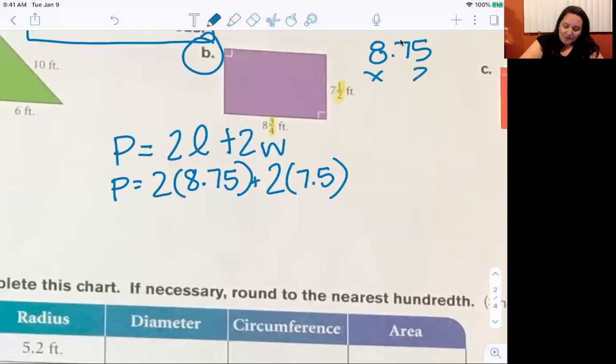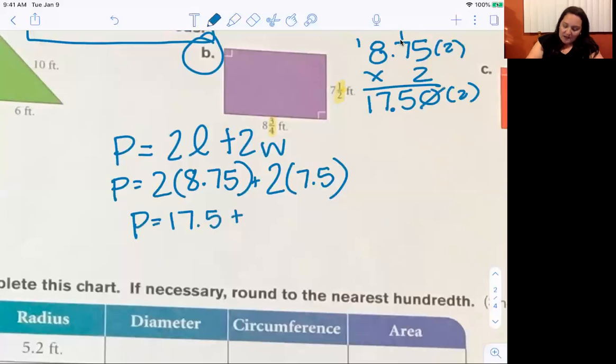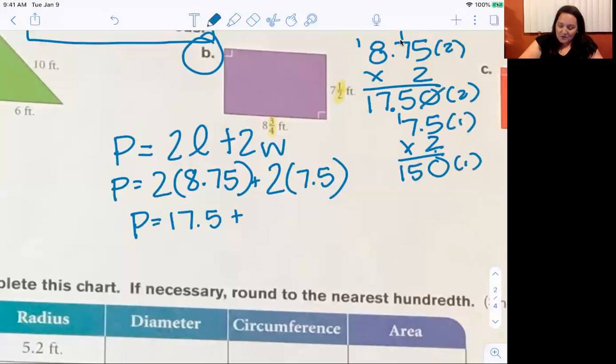8.75 times 2. 5 times 2 is 0, carry the 1. 2 times 7 is 14, plus 1 is 15, carry the 1. And 2 times 8 is 16, plus 1 is 17. 2 decimals, 17.5. So P equals 17.5 plus, and then we have 7.5 times 2. 5 times 2 is 0, carry the 1. 7 times 2 is 14, plus 1 is 15. 1 decimal, 15.0. And then we're going to add 17.5 plus 15.